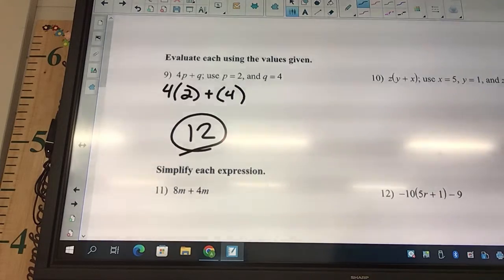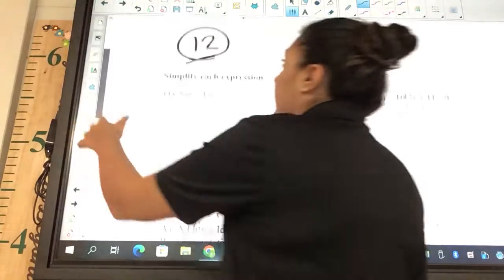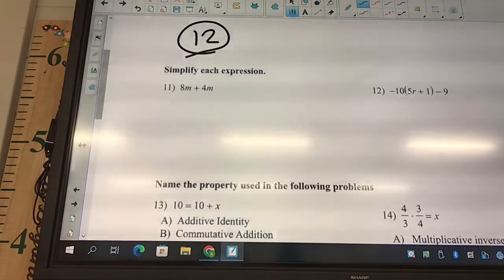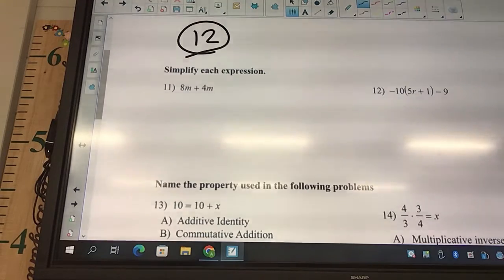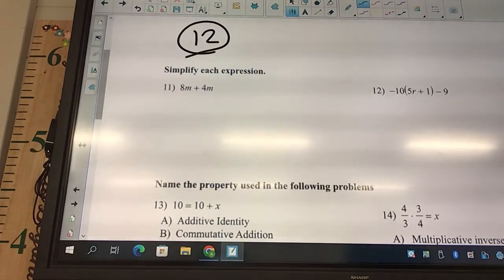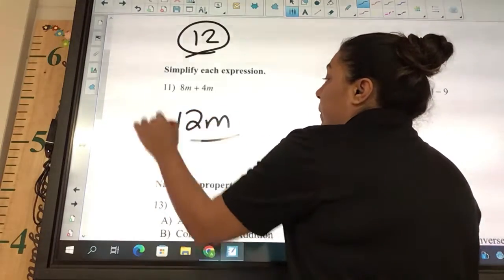Okay, simplify each expression. What does that mean? Okay, and if you don't know, look at that. What do you need to do? Combine like terms. Okay, right? So that's all that means, combine like terms. 8m plus the 4m is going to be 12m.